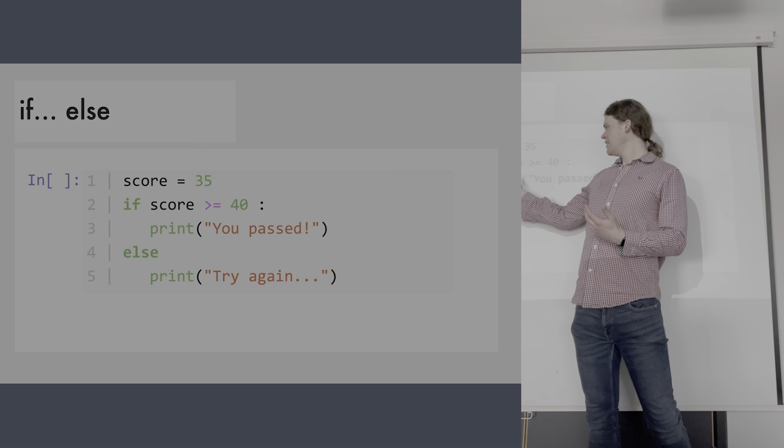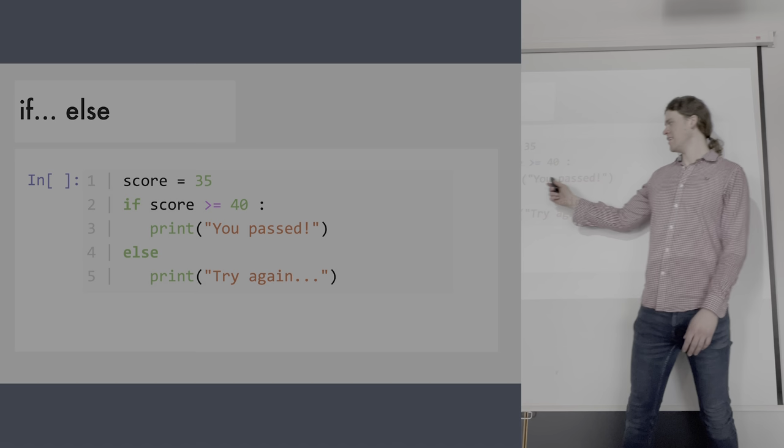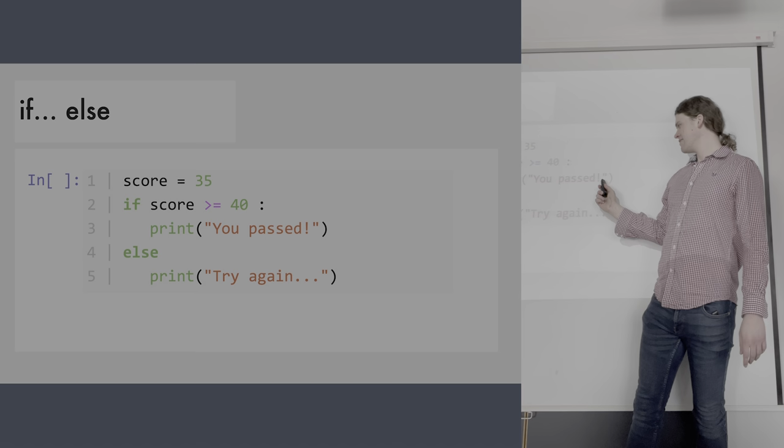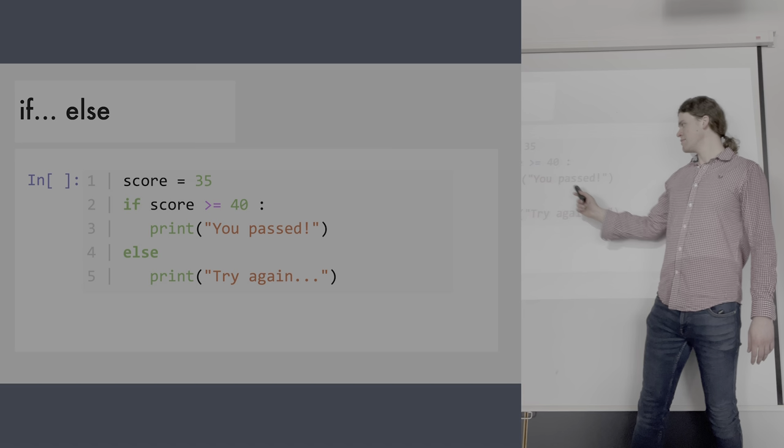Is 35 greater than or equal to 40? No, it's not, is it? So it's false. Okay, so do we run this line here? No, we don't, because that has to be true in order to run that. So what we see here is, if that's not true, do something else, essentially. Else, if that wasn't true, print this out. So either print this or this. Print this if that's true, but print this if it's false.